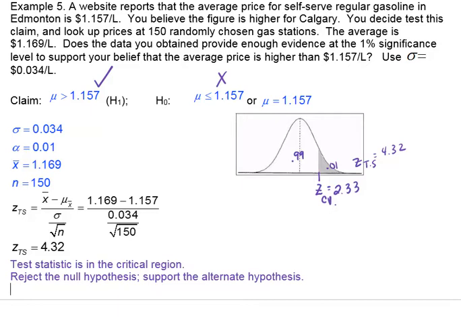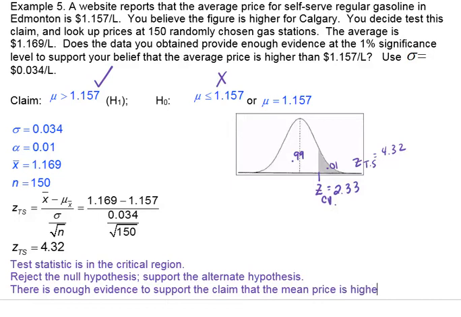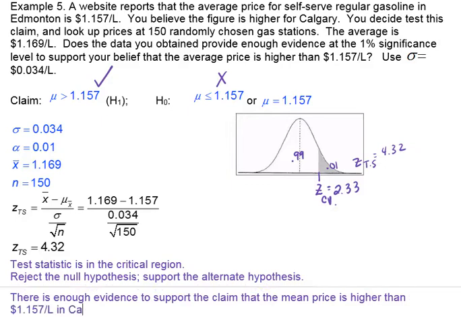And so our conclusion, again, addressing that original claim, answering the question, does the data support your belief? We would say there is enough evidence to support the claim that the mean price is higher than $1.157 per liter in Calgary. So that's our formal traditional test using the z-score on the mean.